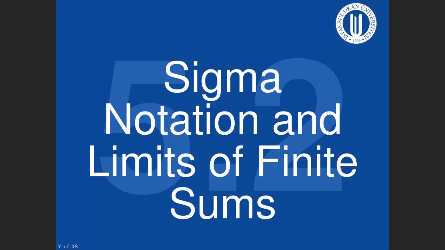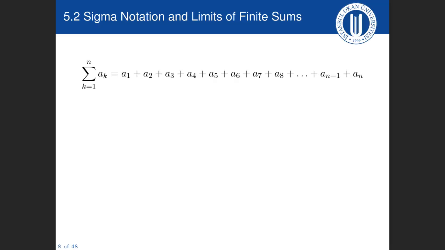I want to very quickly move on to section 5.2 and start talking about the sigma notation that we're going to need if we want to take limits of finite sums. If we have some numbers added together, if our numbers are a1, a2, a3, up to say an, and we want to add them all together, I could write a1 plus a2 plus a3 plus a4, etc., etc. But there's a neater way to write a sum like this using the capital letter sigma.